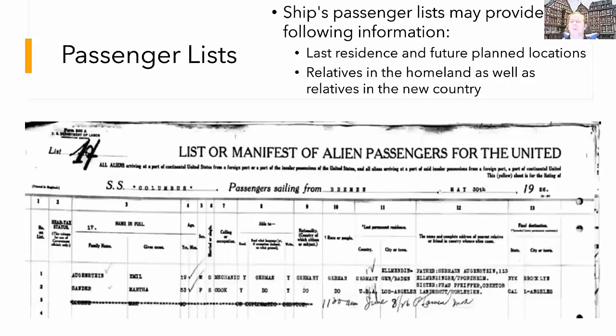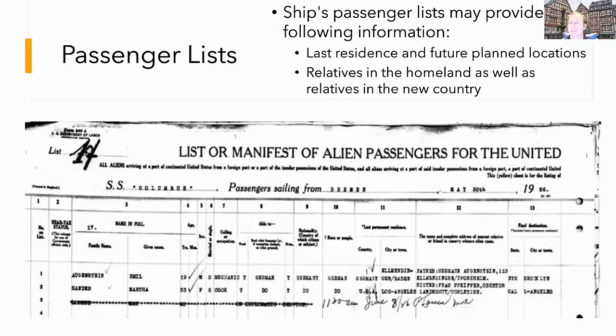Now, here's an example of a really useful ship's passenger list. This is for Emil Augenstein. If you read through this, you can see that he was 19 years old. He was a mechanic from Germany. Then it says last permanent residence, the country Germany and the city Ellmendingen, Baden. Then it says the name and complete address of nearest relative or friend currently residing in that country, and it lists his father as Hermann Augenstein, 113 Ellmendingen, Forsheim. So really great information in this ship's record.